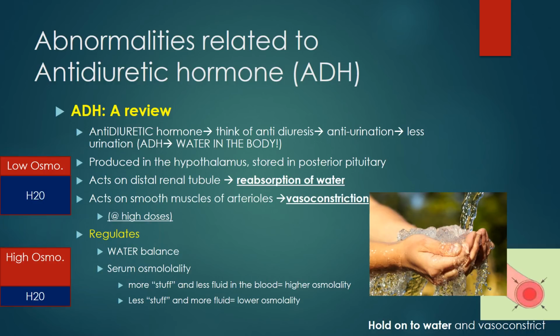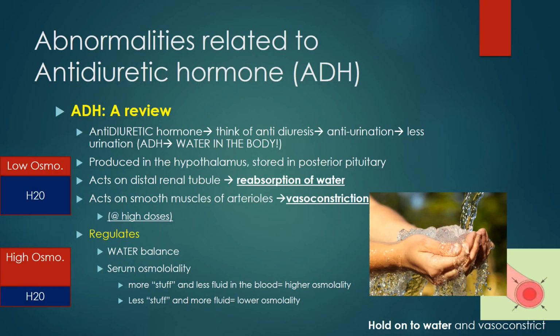Now, looking at ADH itself, it's produced in the brain, in the hypothalamus, and also stored in the brain in the posterior pituitary. When ADH is released, it activates our kidneys, specifically the distal renal tubule. This makes sense, right? If we're talking about urination and water in or out of our body, we should probably act on the kidney. So when ADH is released, it acts on the distal renal tubule in the kidney and causes reabsorption of water, which explains our water in the body saying.